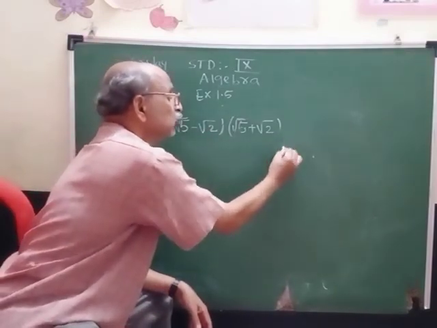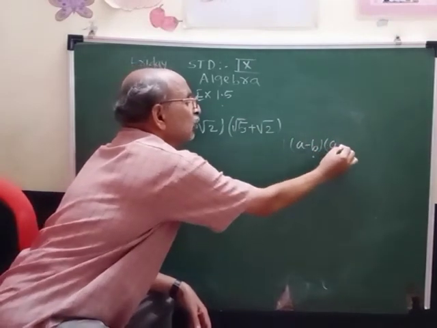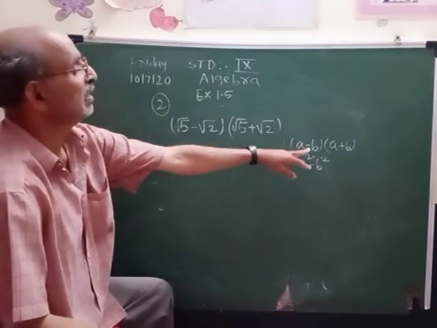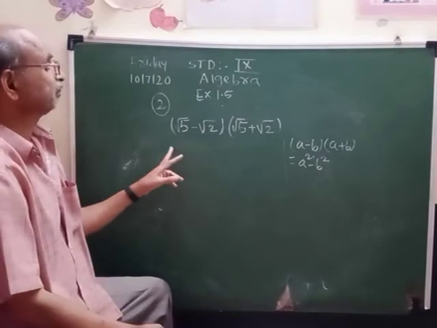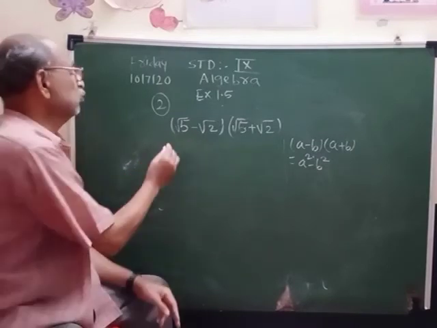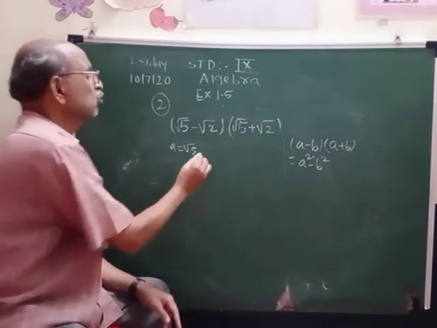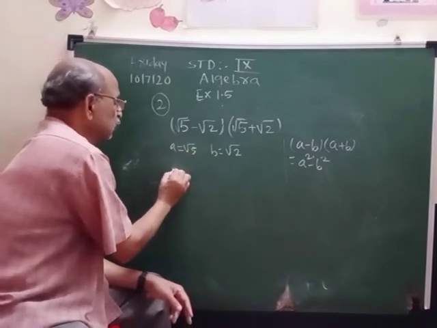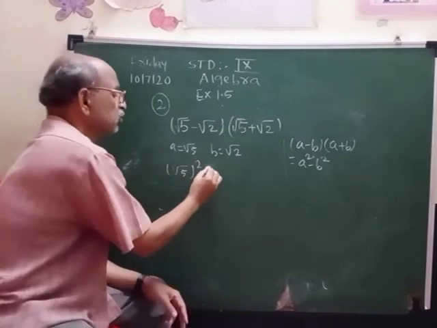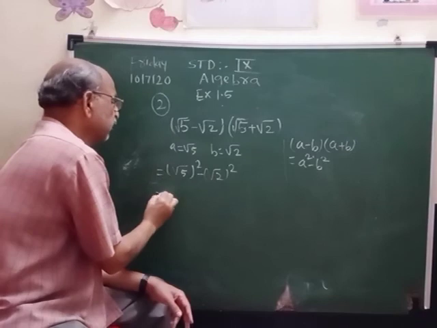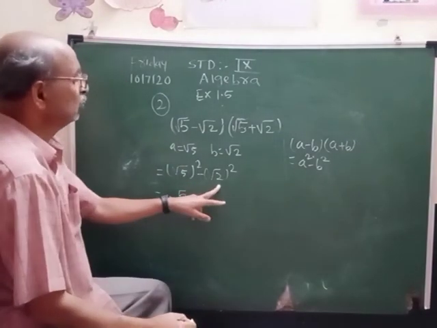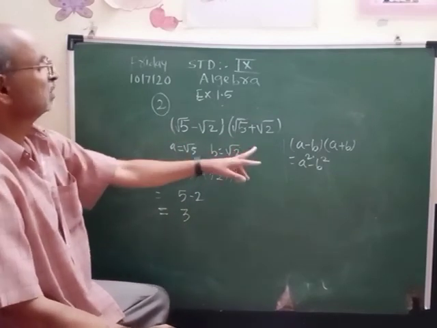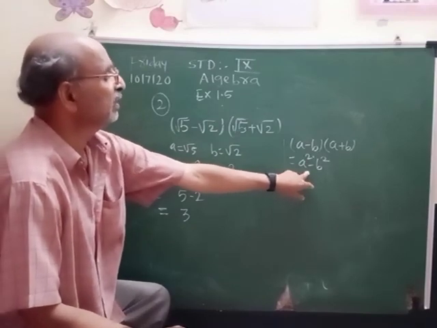So again the same identity we have to use, that is (a minus b) into (a plus b). So the answer is a square minus b square. The answer of this multiplication is a square minus b square. Now by using that we solve: the value of a is root 5. If you are not understanding, we can write it like this: a is equal to root 5 and b is equal to root 2. So the answer is a square minus b square. So a square means root 5 square minus root 2 square. Root 5 square, when the number is in the root, its square is taken as the same number, 5, minus the square of this, that is 5 minus 2. So 5 minus 2 is 3, which is a rational number. So in this way, by using this identity, we can solve the example directly: a square minus b square.